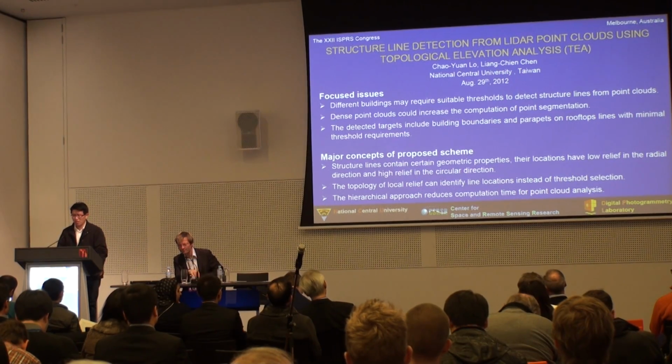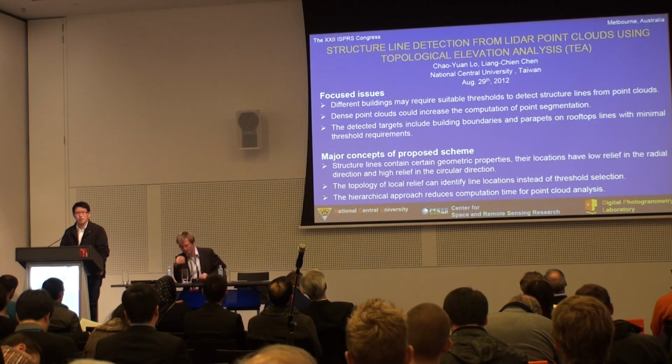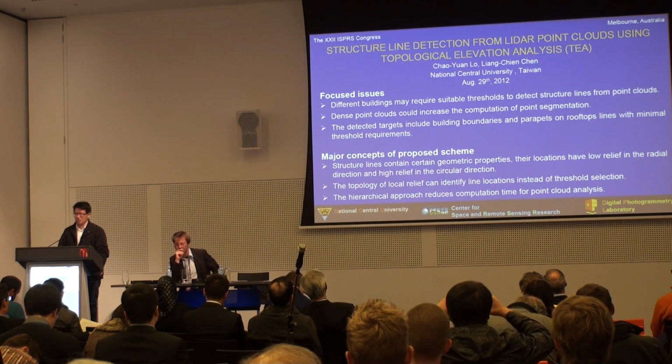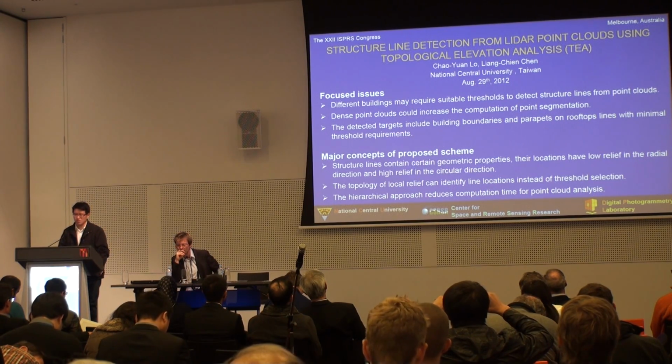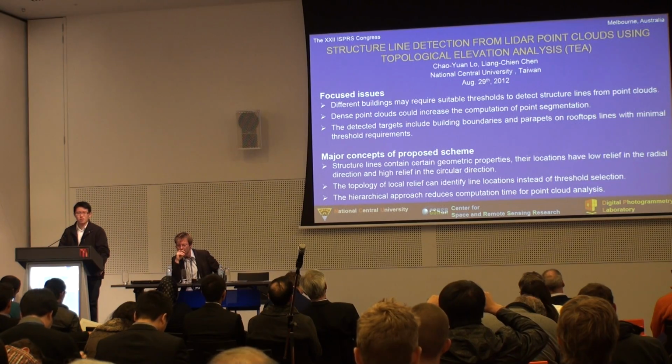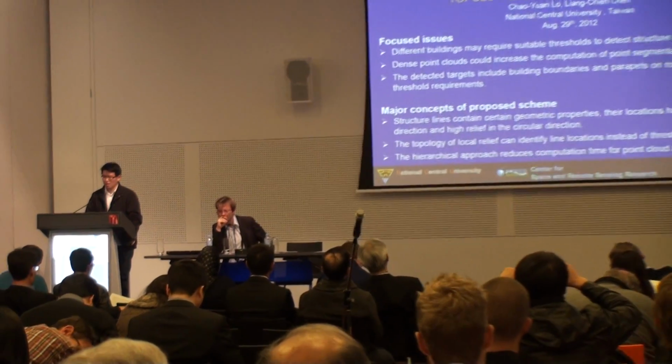Our focus issue is that different buildings may need different ratios to derive better results. But when the point density increases, the computation may also increase. So in this research, we propose a hierarchical concept to detect the approximate structure lines in the grid data, and include the point clouds to refine the results.